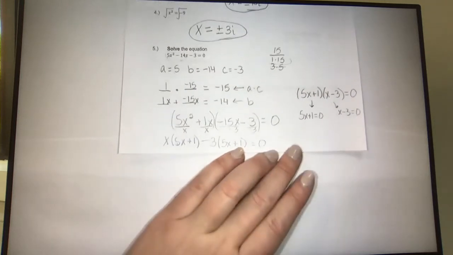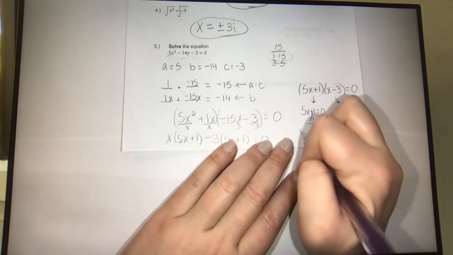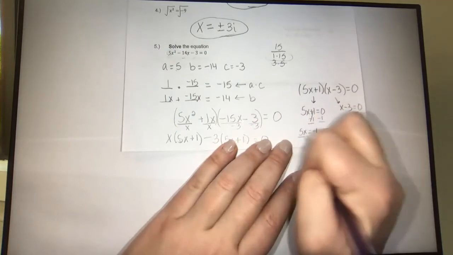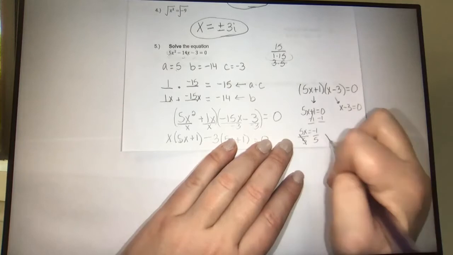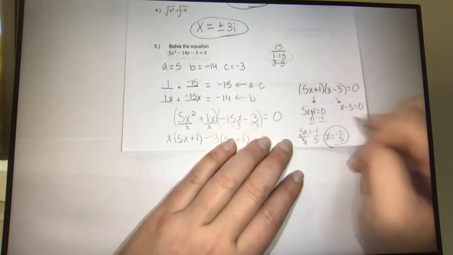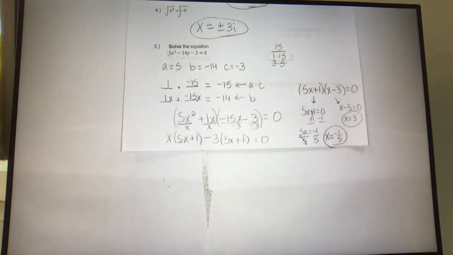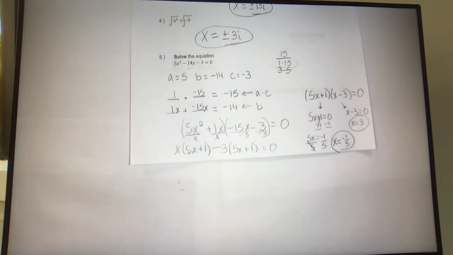All right, so here I'm going to subtract 1 from each side. I'm going to divide by 5, and I get X equals -1/5. Here I just add 3 to both sides, and I get X equals 3. And now I'm done. So this is one of those problems that is long.